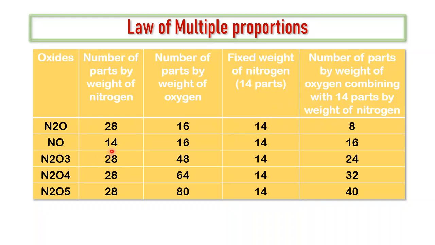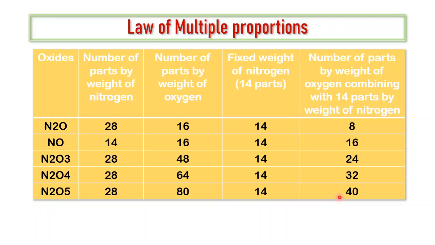Similar treatment if I do for 14 and 16 as NO, so it will remain 14 and 16 only. Here it is 28, 48. If I make this 14, this will come to one third, you can say half of it, so it will come as 24. If I make it 14, it will become 32. If I make it 14, it will come as 40, so it will be 14 is to 40.